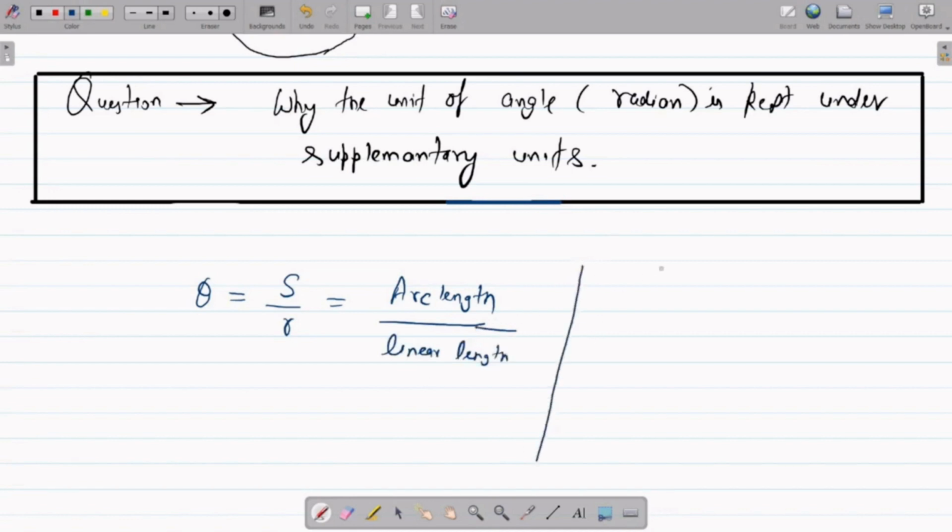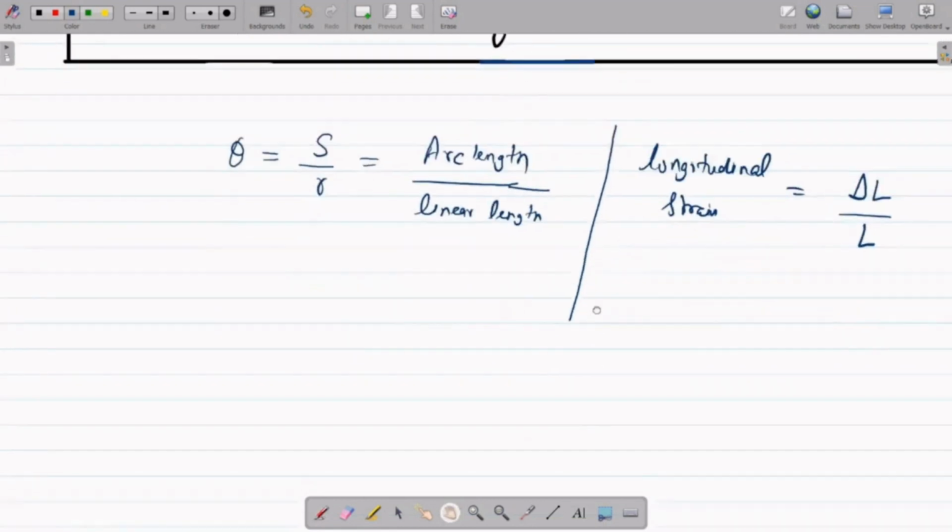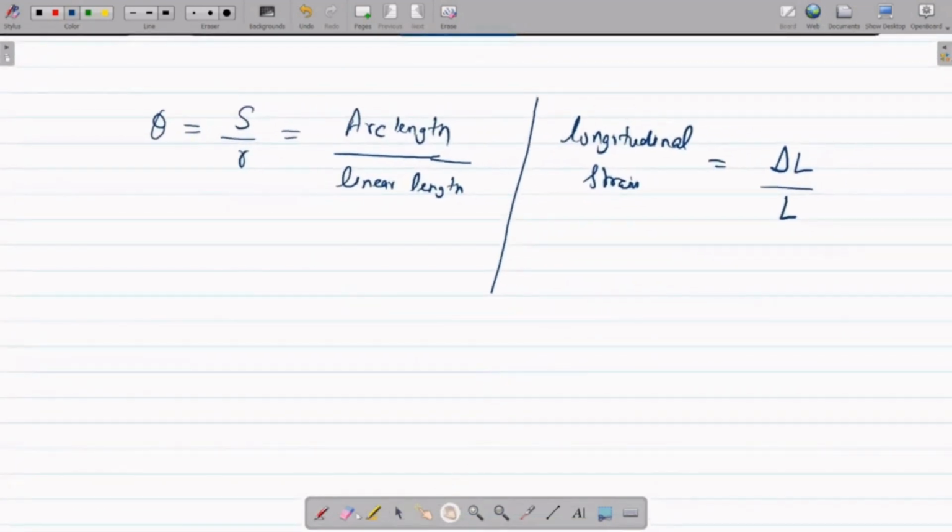Now let me write down another formula, of longitudinal strain, here. And you know what this is? This is change in linear length divided by original length, right? And if you make a diagram over here, this is the original length L, and this is the change in length.